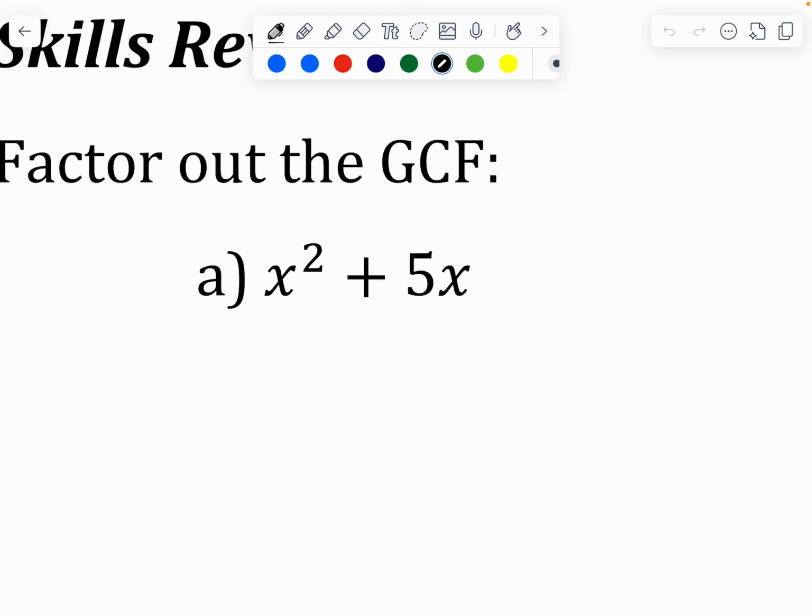All right, for A, we can factor a GCF out. So it says look for the GCF. We can take an X out of each of those. So we're going to take out an X. Doesn't look like a pretty X. Okay, X. And then what's left when I take an X out of each of those is X plus 5.